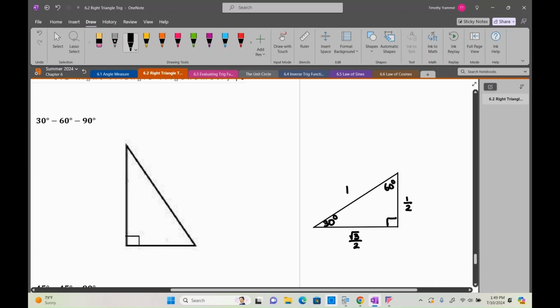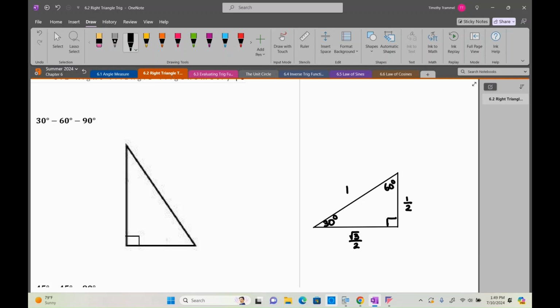Okay. Now, there's nothing wrong with this triangle. We can actually use this for what we're about to do. However, I think that there is a more convenient way of using this triangle. So we're going to use a triangle that's similar to this one. In fact, I'm going to double the side lengths on this triangle.